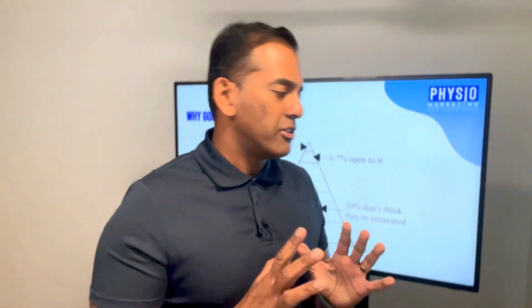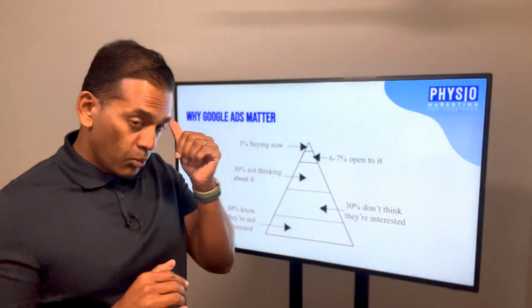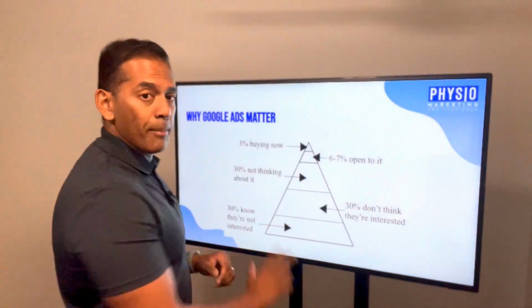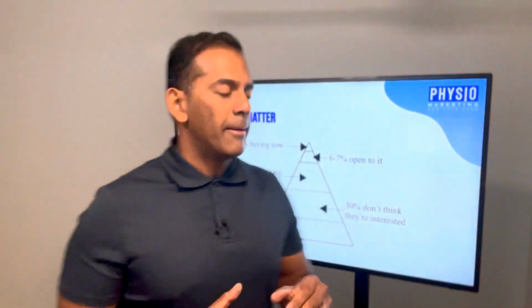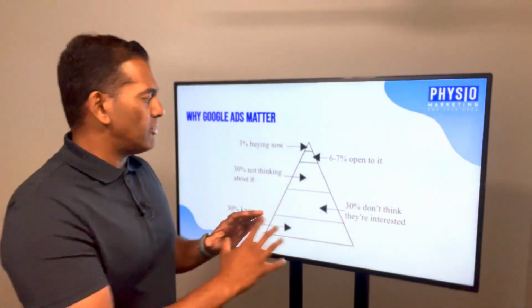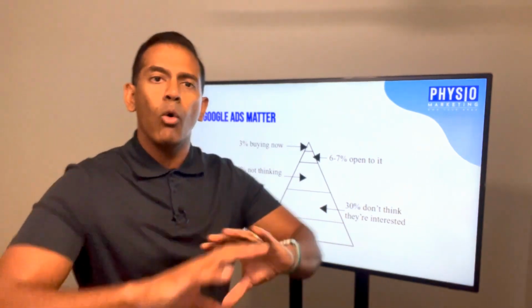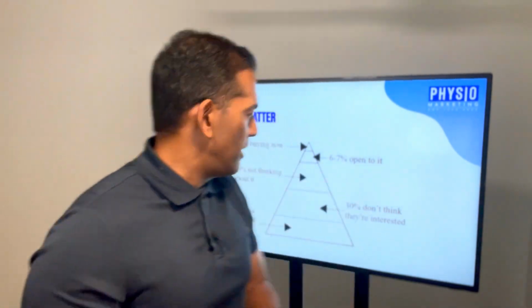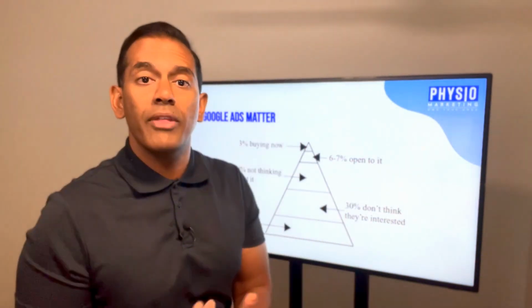So let's get started. Before I do anything, I want to show you this little graphic, and it's why Google Ads really matter. If you can see on the top there, you can see the top 3%. This is basically a pyramid of all the people in your local area, not just the people who are looking for physio practices or massage therapy or whatever services you're offering. This is a map of all the people in your catchment, so to speak.